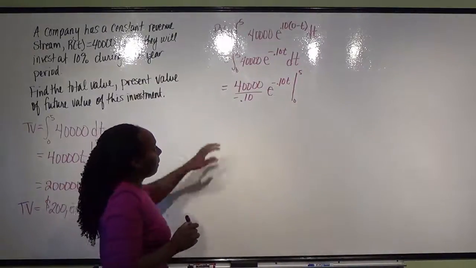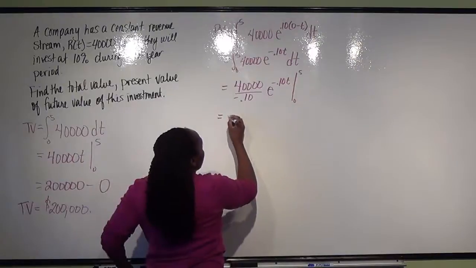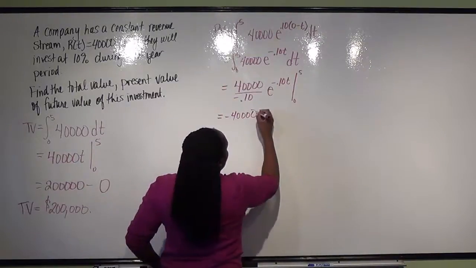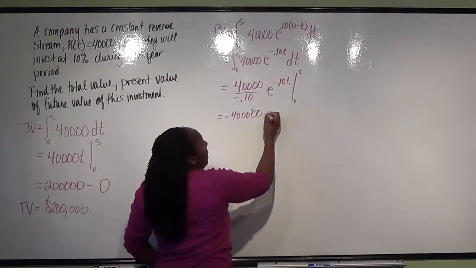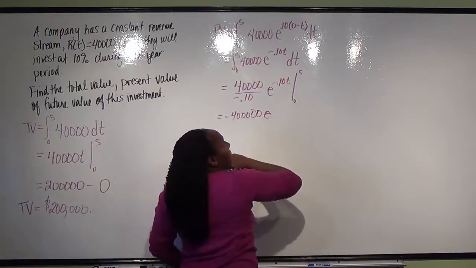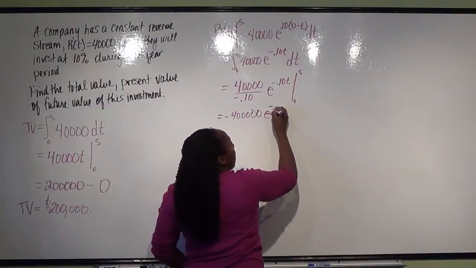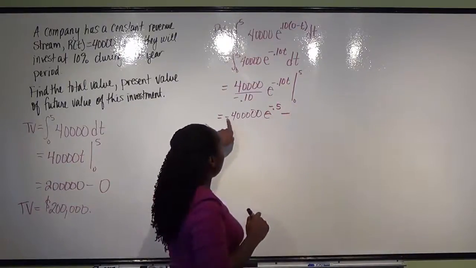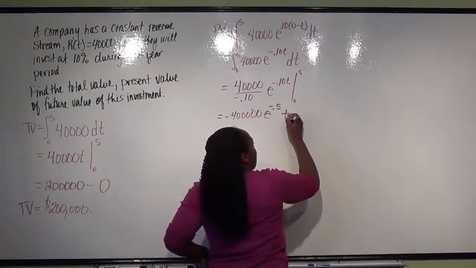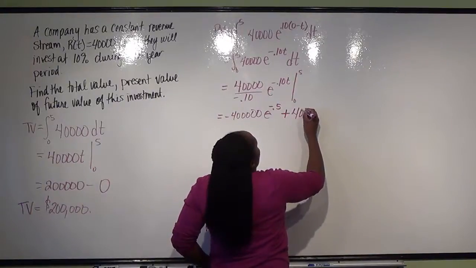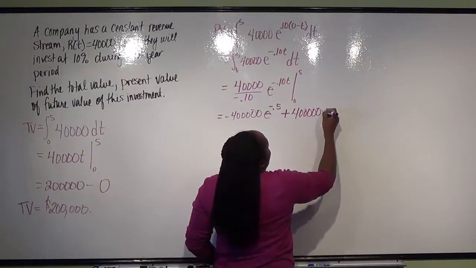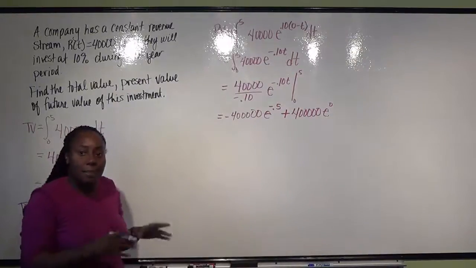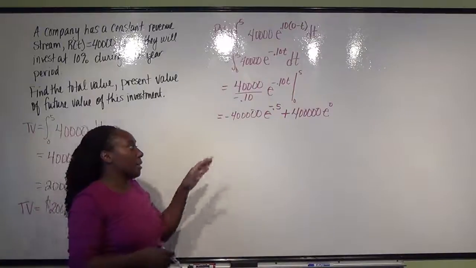Okay. So simplifying, looks like a negative 400,000 e, plugging in my upper limit, which is 5, looks like negative 0.5, minus at the lower limit, notice that negative, when I do that, is going to make that positive, 400,000 e to the 0. And again, remember that doesn't cancel out to 0, it just means that the exponent is 0.